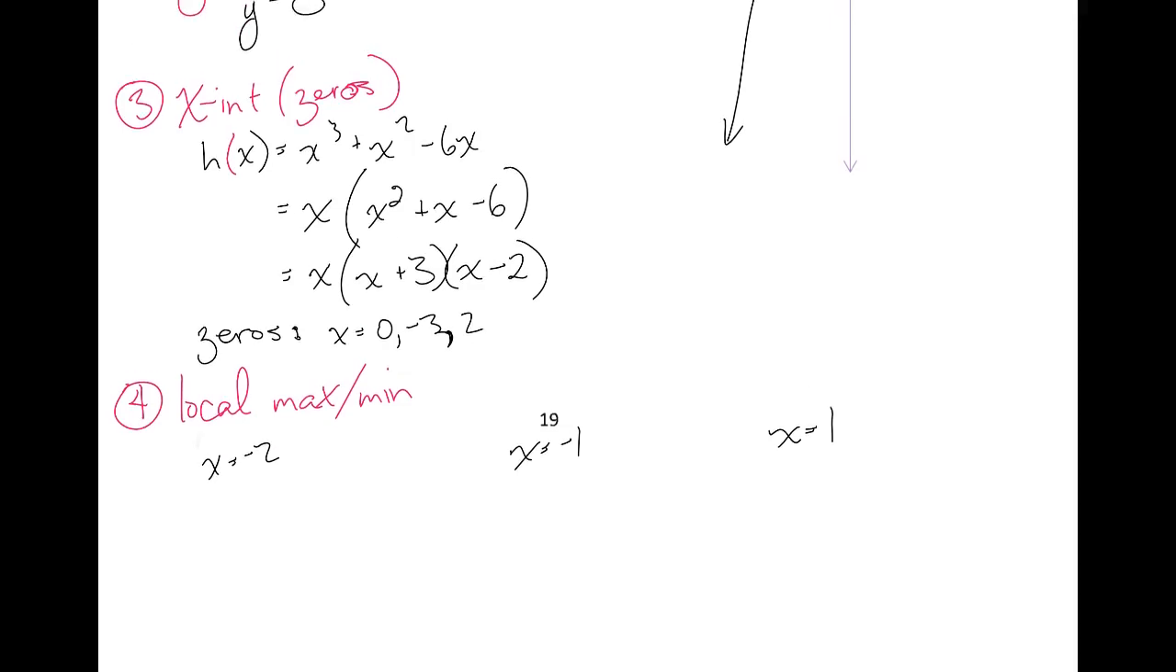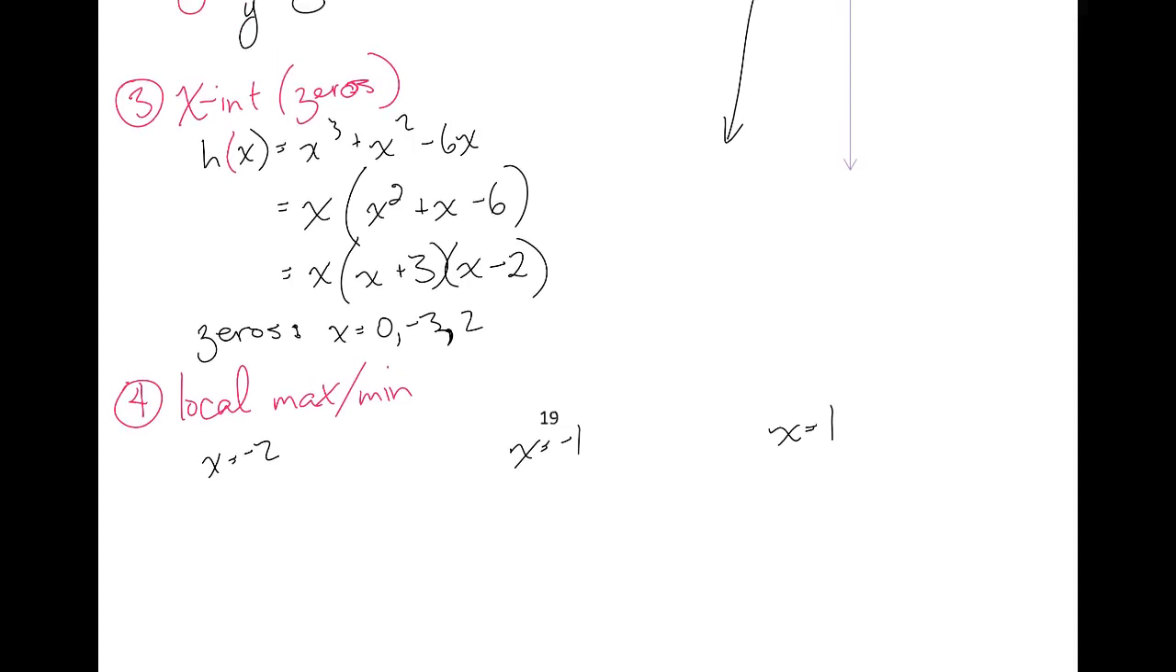I'm going to do that by literally just plugging into my original equation. So that would be -2 cubed plus -2 squared minus 6 times -2, which would be -8 plus 4 plus 12, over +8.